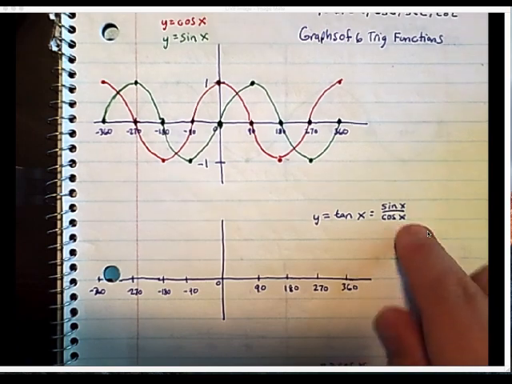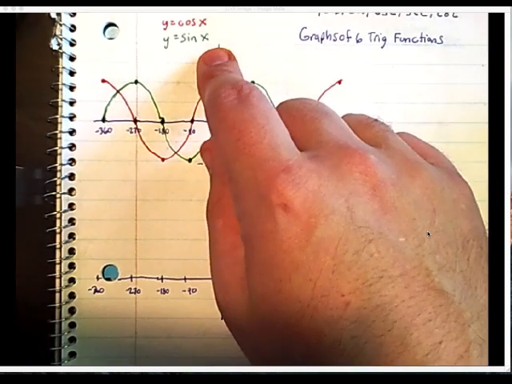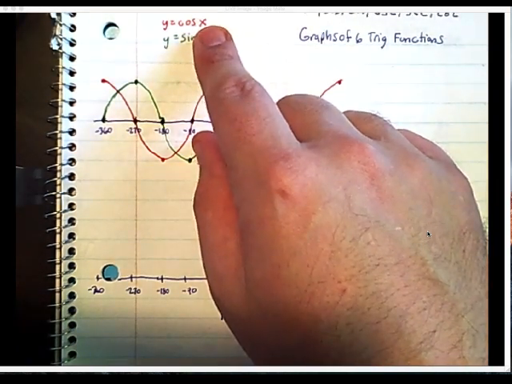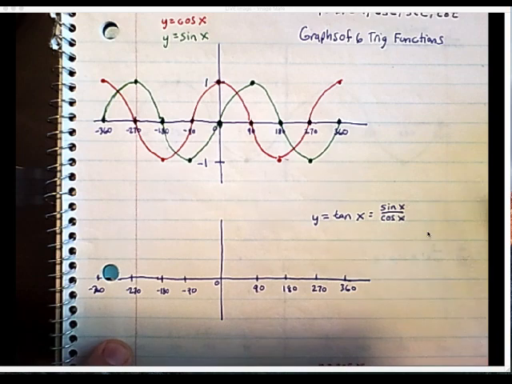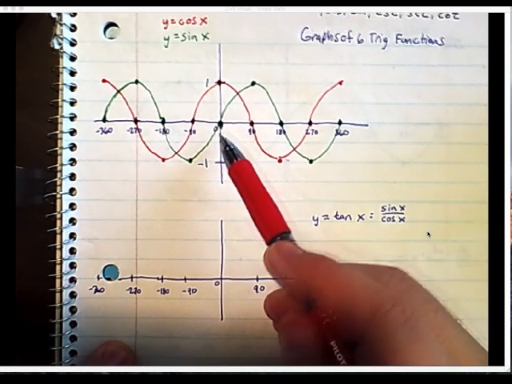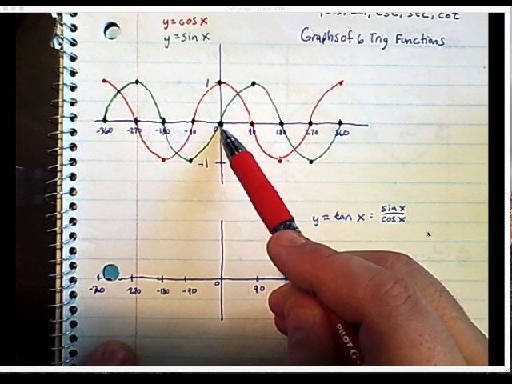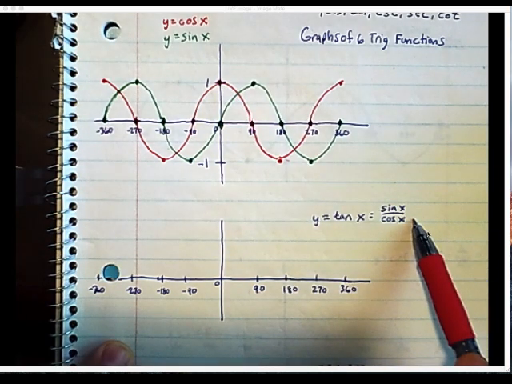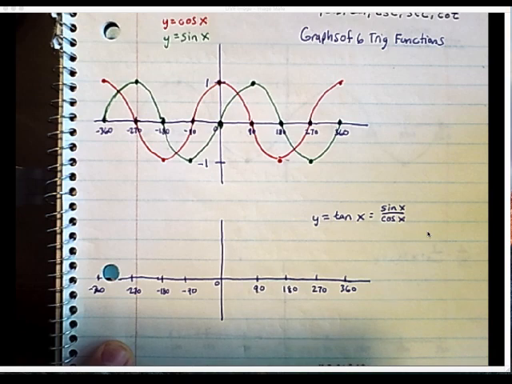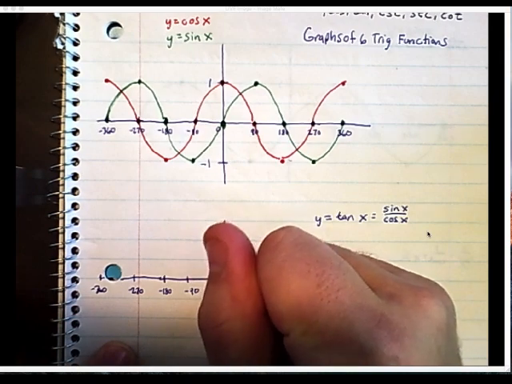So if you think about it, remember sine is in green and cosine is in red there. So, for example here, at 0 degrees, the sine is 0, but the cosine is 1. So what would 0 over 1 be? Well, it would be 0. So the tangent of 0 is 0.